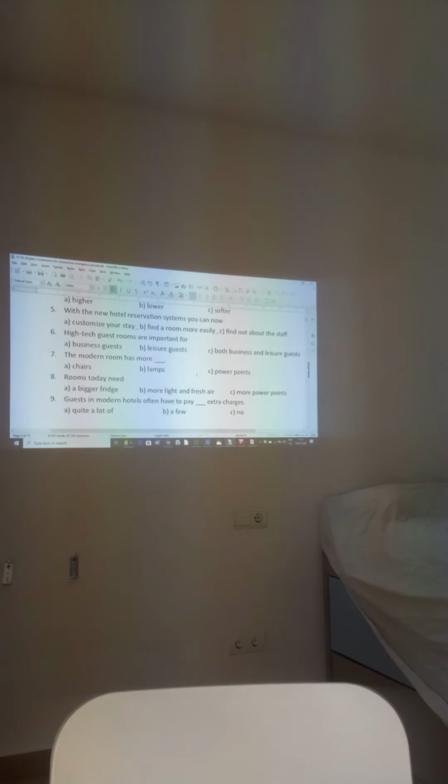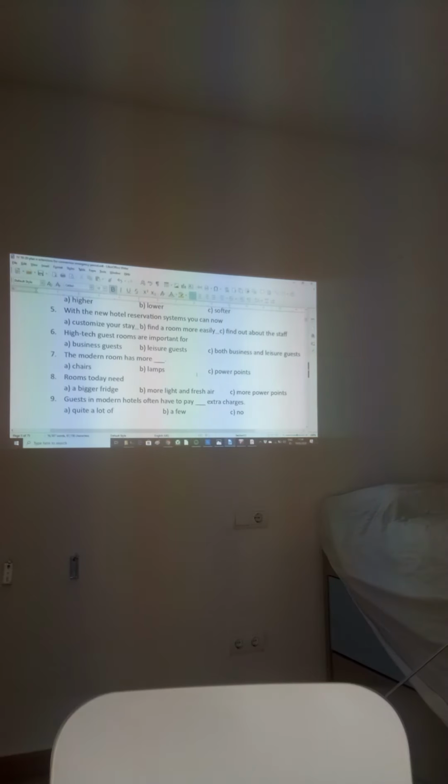Seven. The modern hotel has more chairs, more lamps, more PowerPoints. Remember, PowerPoints, the place where you can recharge your laptop? You can plug it in. Nine. Guests in modern hotels often have to pay quite a lot of extra charges, or a few, unos pocos, and no extra charges, ninguna, okay? Choose one, A, B, C.